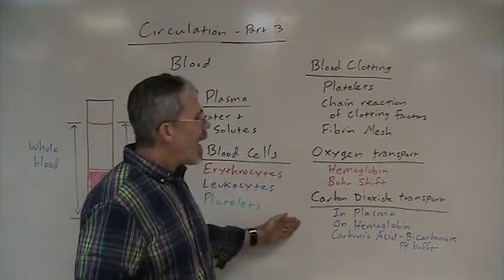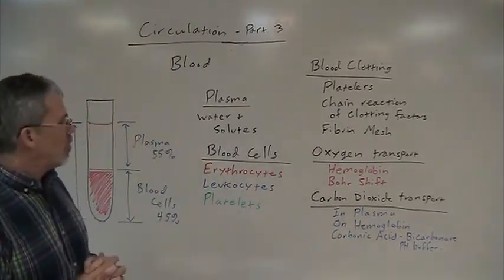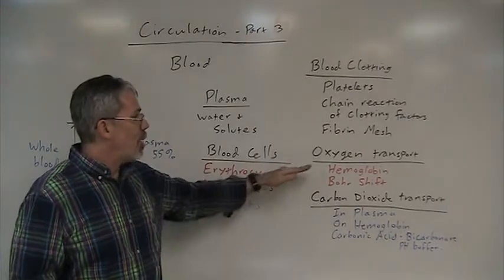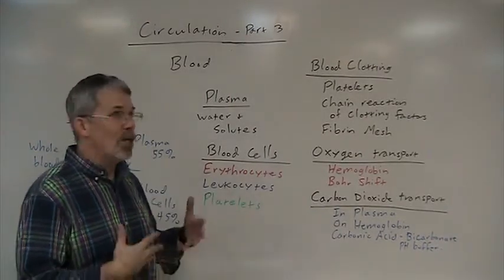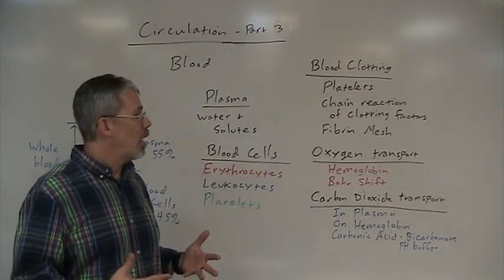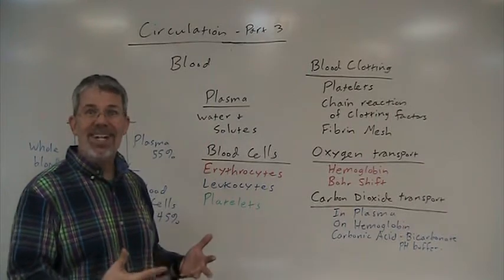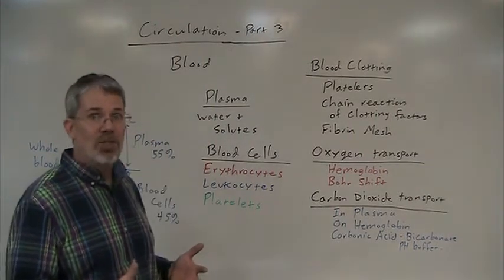Now, blood gas transport involves oxygen and carbon dioxide. Remember I mentioned hemoglobin transports oxygen. It's going to pick it up at the lungs and then it's going to carry it to the tissues. But how do you get hemoglobin to let go of the oxygen at the tissues?